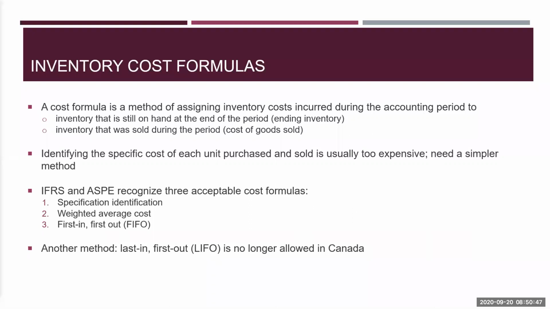Now, with regards to that, we have three possible options. The company can use the cost formula of specific identification, weighted average, or first in, first out. Up until a few years ago, we used to have another fourth option, which was last in, first out. But that option is not an allowable option in Canada anymore. So we don't have to worry about that, but it can be one of these three allowable options.